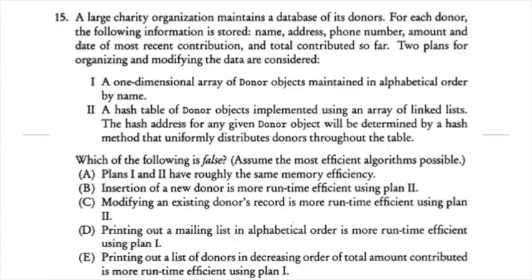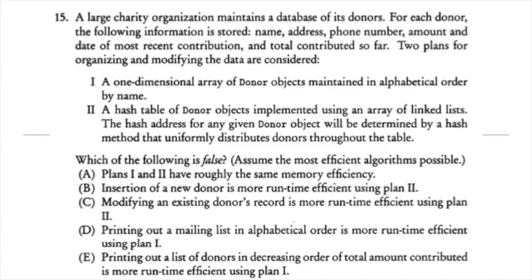As long as the hash method is correct and there's no conflict generated by this hash method, then we can be sure that the insertion of a new donor is more runtime efficient using plan 2. Are there any obstacles for the first implementation?